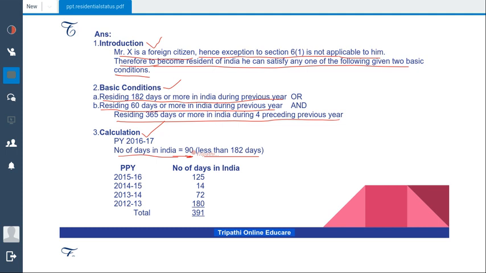So there are 2 parts. He is fulfilling the first part of 60 days or more, but along with this, he has to fulfill the second part of the second basic condition. That means residing 365 days or more in India during 4 preceding previous year. So the calculation is here. Total number of days in India in the 4 preceding previous year is 391.